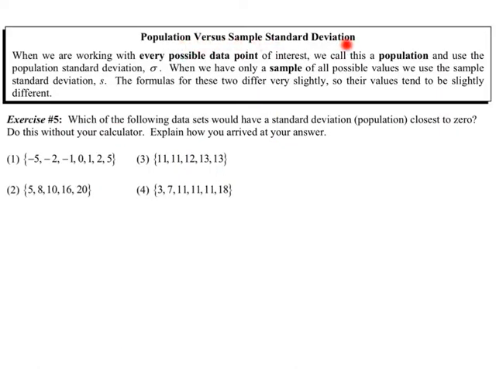Population versus sample standard deviation. When we are working with every possible data point of interest, we call this population and use the population standard deviation. When we have only a sample of all possible values, we use the sample standard deviation. So they're going to tell you what deviation you want, either sample or population. The formulas for these two differ very slightly, so their values tend to be slightly different.